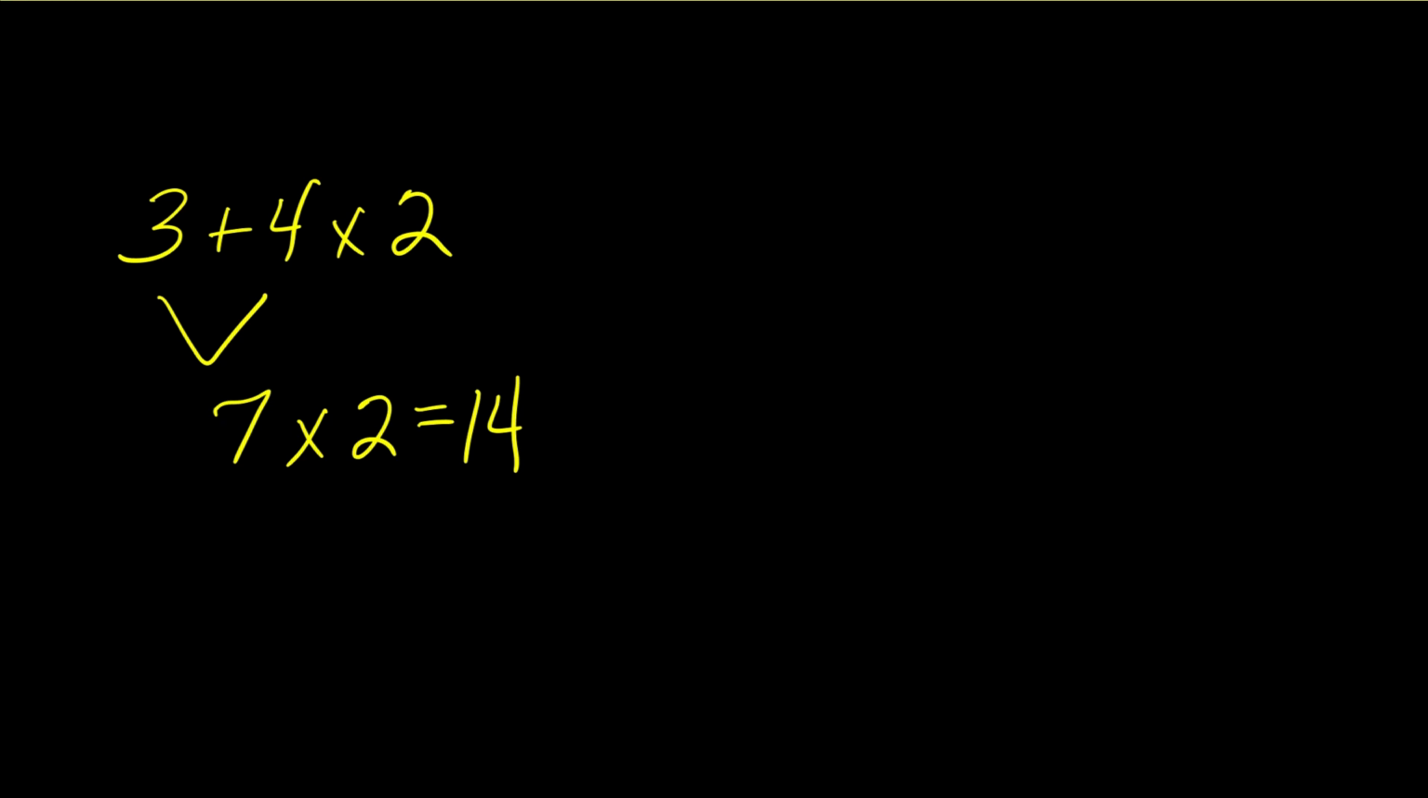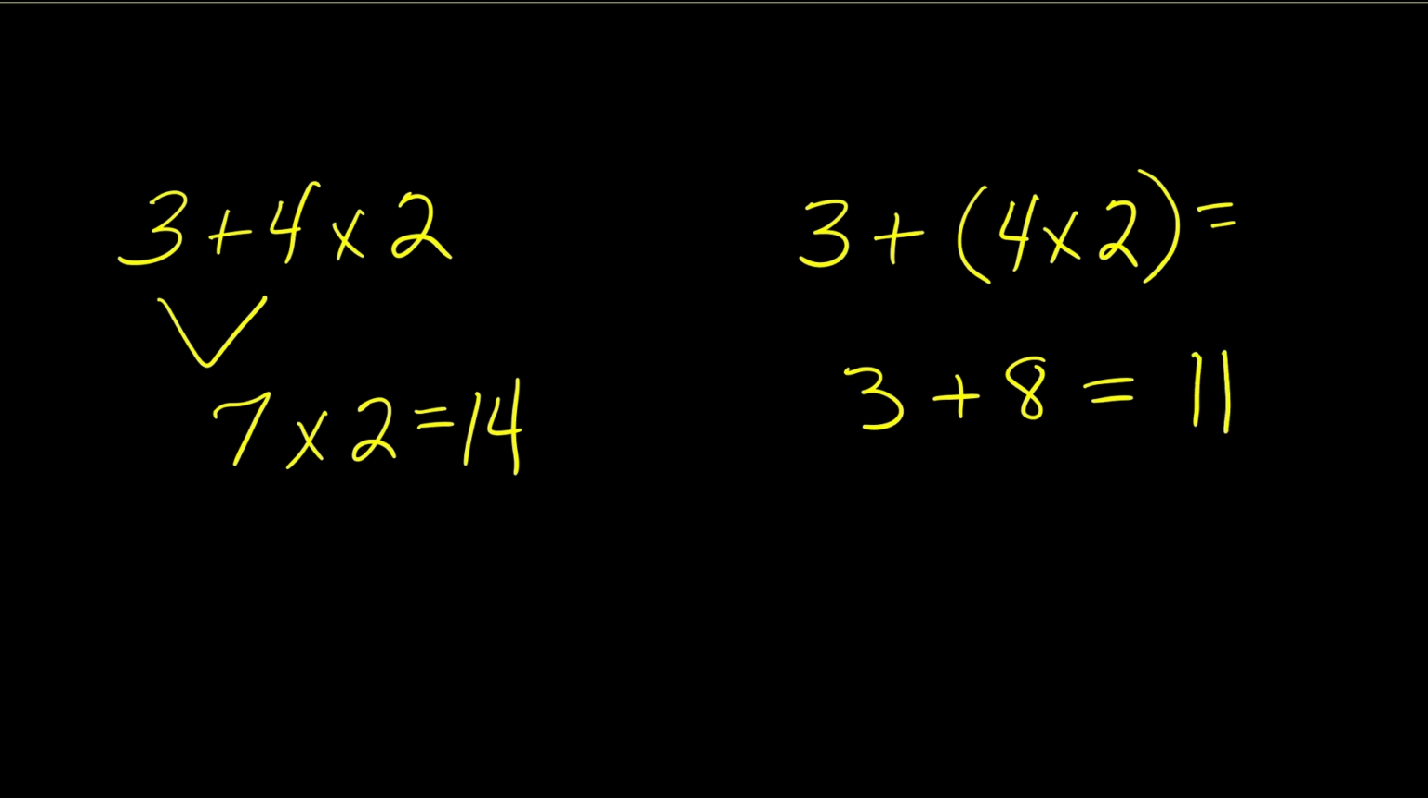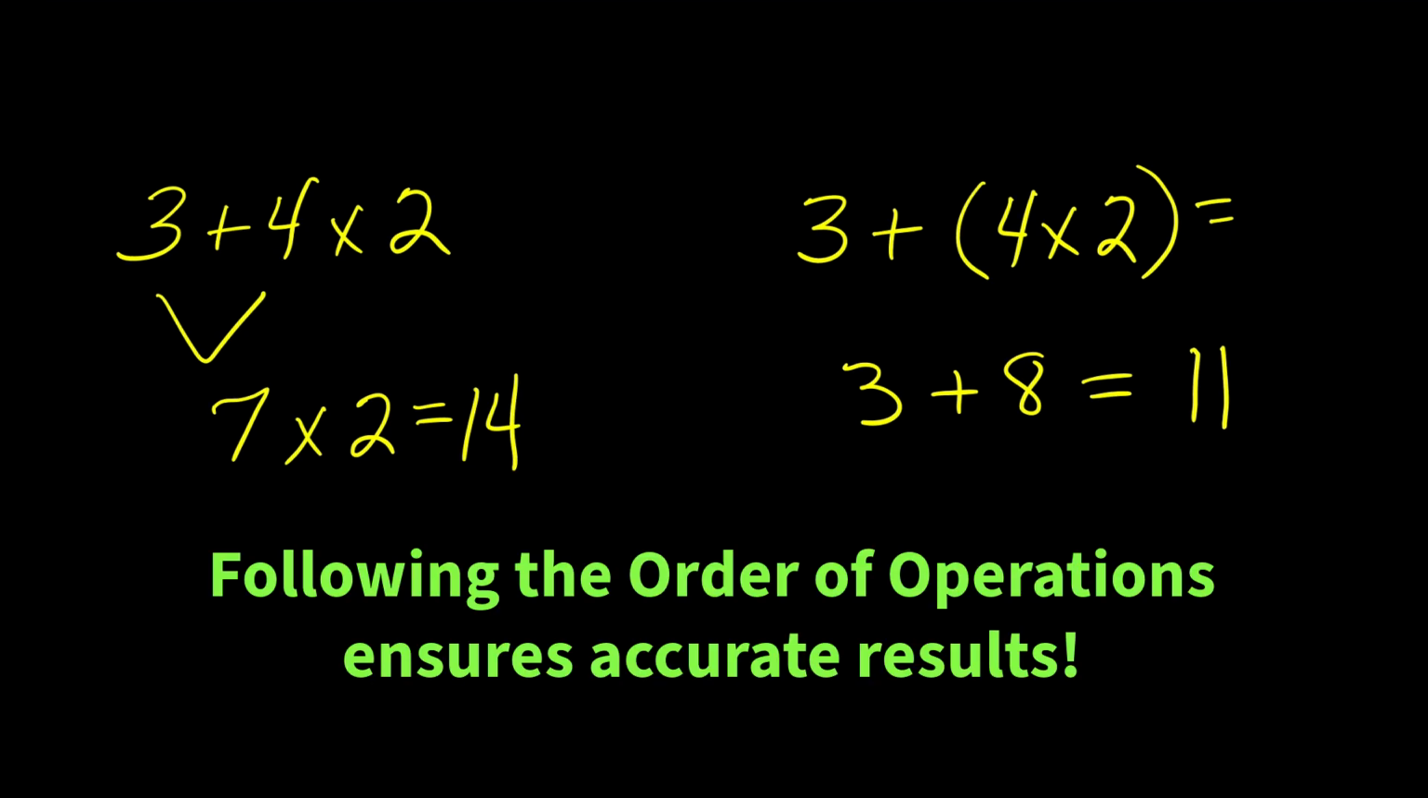However, by following PEMDAS, we recognize that multiplication takes precedence over addition. Thus, the correct evaluation is 3 plus the quantity of 4 times 2, which gives us 3 plus 8 is equal to 11. This example demonstrates how adhering to the order of operations ensures accurate results.